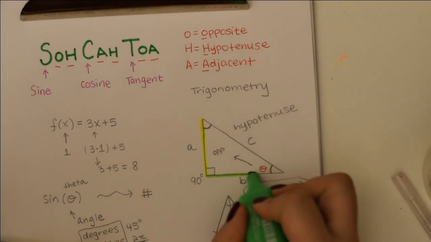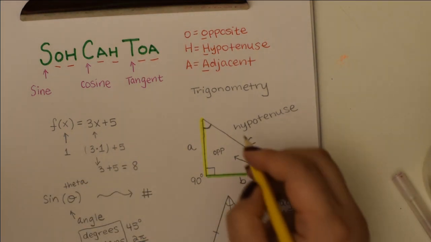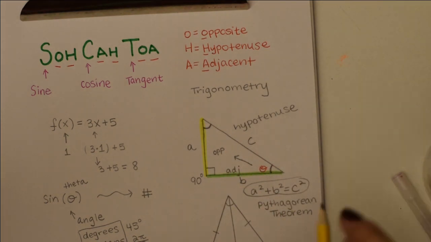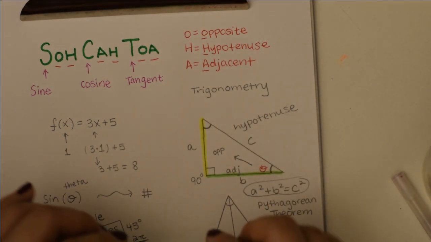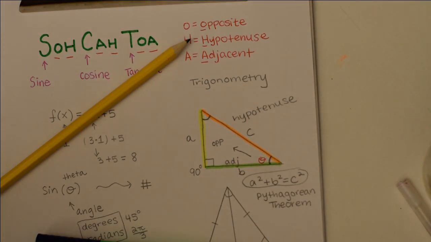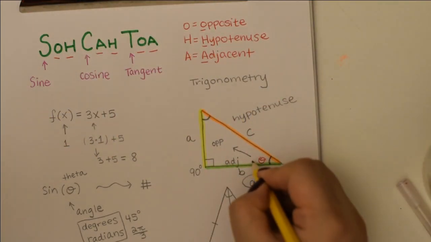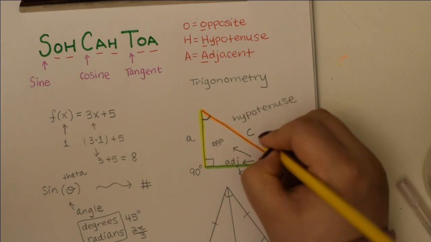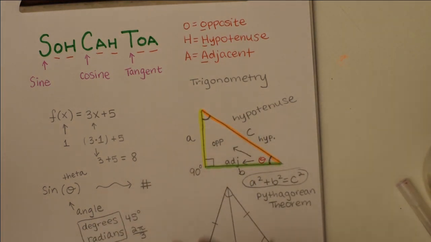So this is the one that's touching theta, but isn't the hypotenuse. And then this is the hypotenuse, right? Hypotenuse. So this is ADJ, that is opposite, and this is going to be our hypotenuse. Okay, so now you can kind of see what's happening.